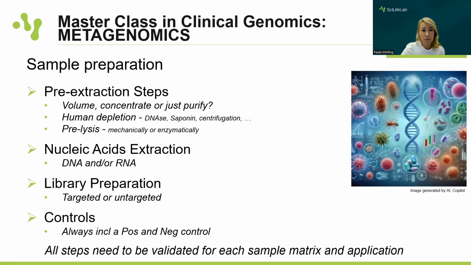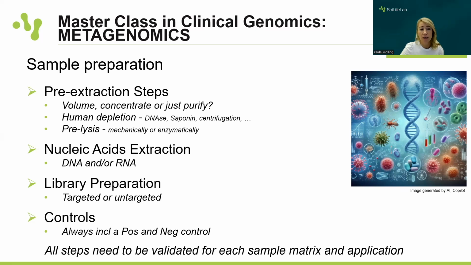So for the sample preparation, we have to think about whether we need pre-extraction steps. If we have a low amount of pathogens in the sample, for example, we need to go for a higher volume, so we may need kits that can extract from high volume. Or we can add a concentration step with centrifugation, or maybe it's enough to just purify it.